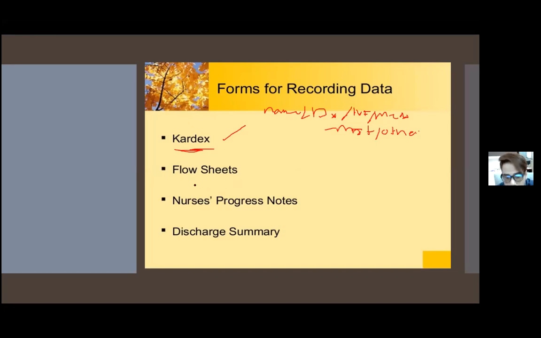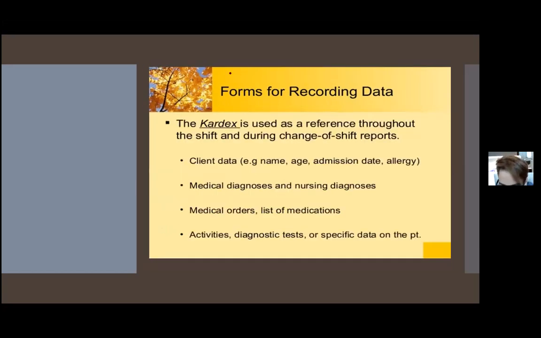Okay, your flow sheet, this is your IVF. And the nurse's progress note and discharge summary. So the Cardex is used as a reference throughout the shift and during the change of shift. What I am saying is that during the change of shift, this is all they carry, just the Cardex. Why? Because the client's data is already there, the medical diagnosis, the medical order, and the other management. So this is like a summary or abstract of the whole chart.